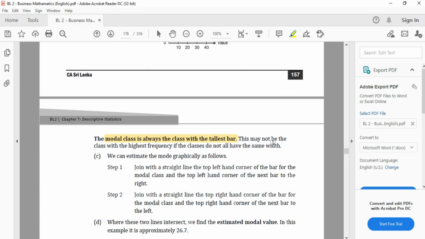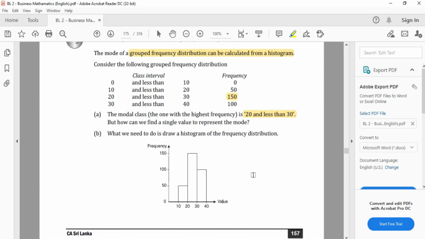But this may not be the class with the highest frequency if the classes do not all have the same width. Since the width is the same here, it's okay. But if the width is not the same, let's say 20 to 30 has a gap of 10 and the next band's gap is 20, then we can't say that 20 to 30 is the mode, because the gaps between each of the class bands are different.